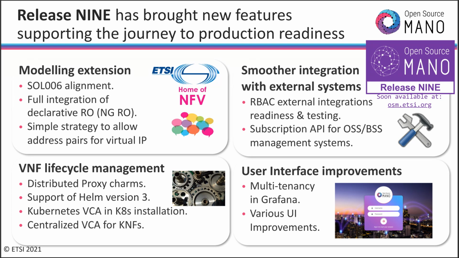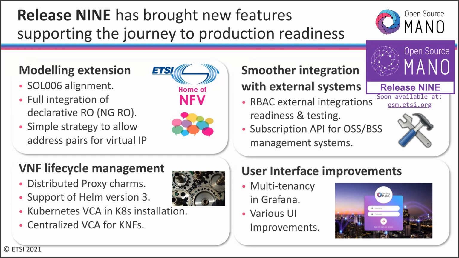We are supporting version 3 of Helm. Previously, the state of the art was Helm 2, but now that Helm 2 has been deprecated, we are supporting Helm 3. We still support Helm 2 for compatibility reasons, for those legacy applications that are still in Helm 2, but right now we are settling by default on Helm 3. We have a Kubernetes VCA in the installation, which helps a lot with the bootstrap of many of the functions in OSM.